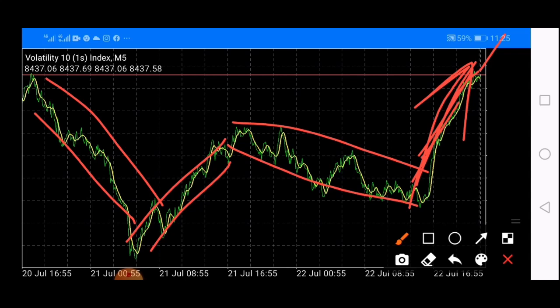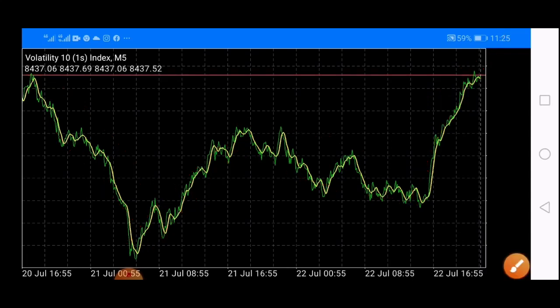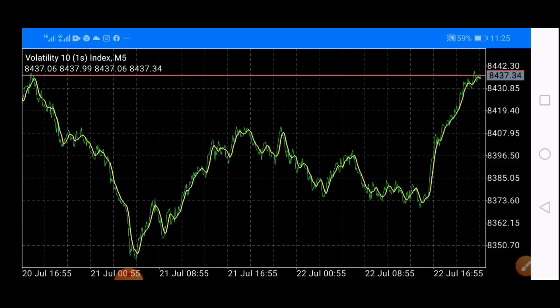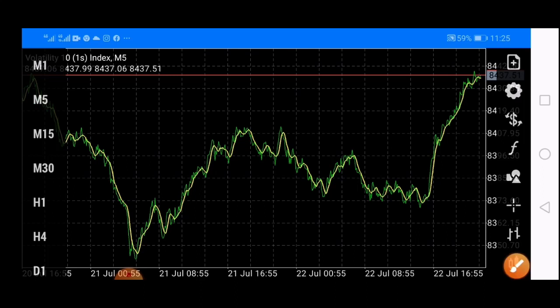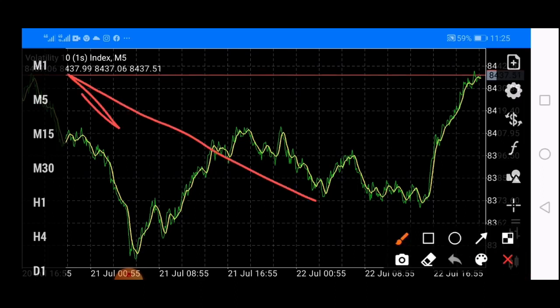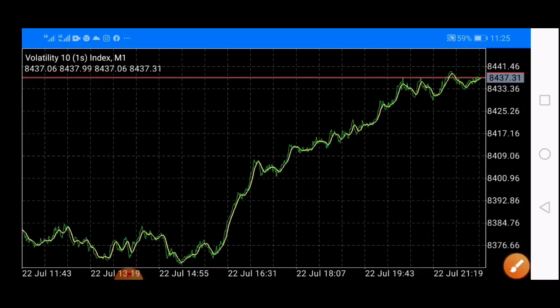Remember, you need to follow the trend. On the 5 minutes time frame, I've already established that this is a non-volatile upward trend. So I'll go back to the 1 minute time frame to calculate my entry. I'll click on this 1 minute time frame right here. So once I click, I'll switch over to the 1 minute time frame.